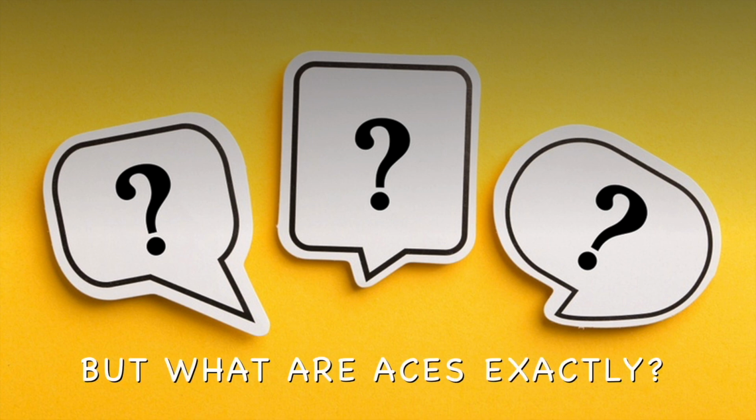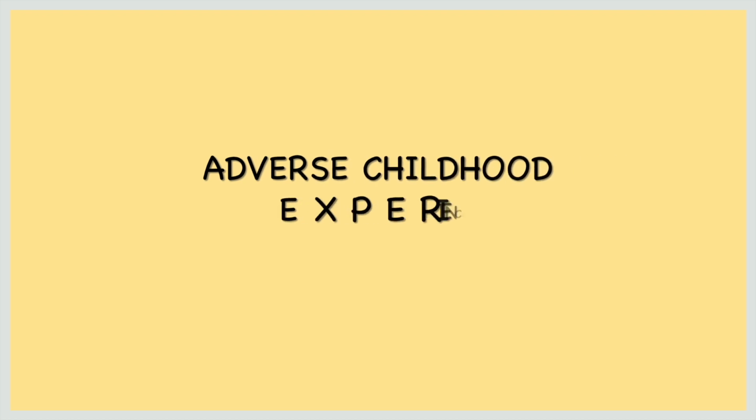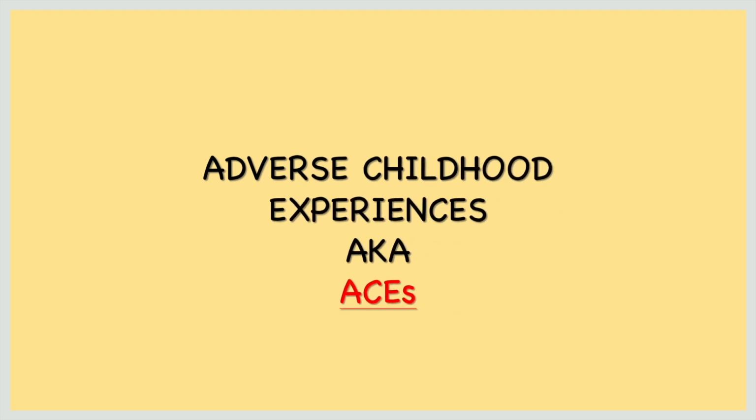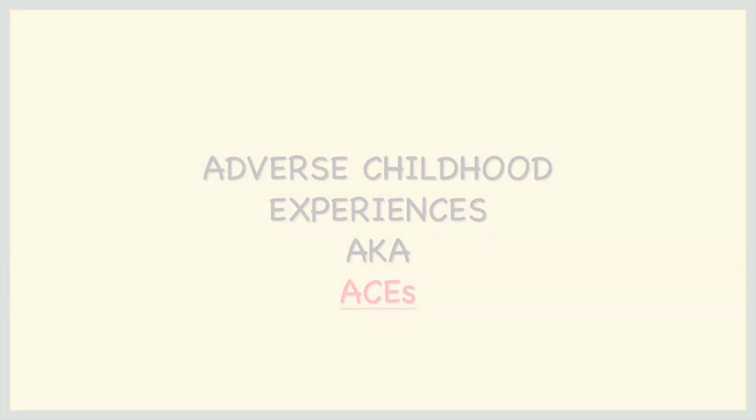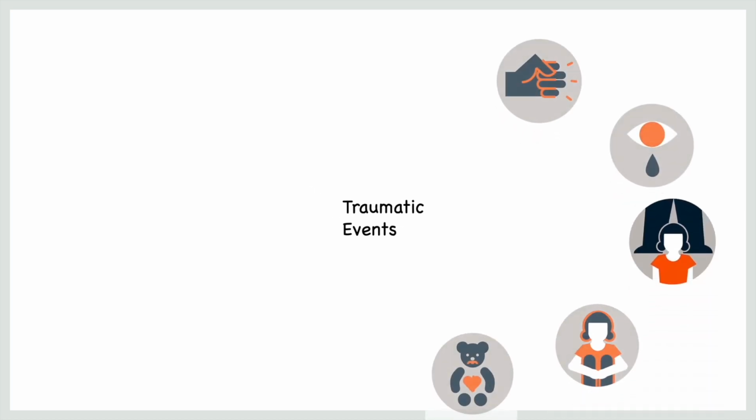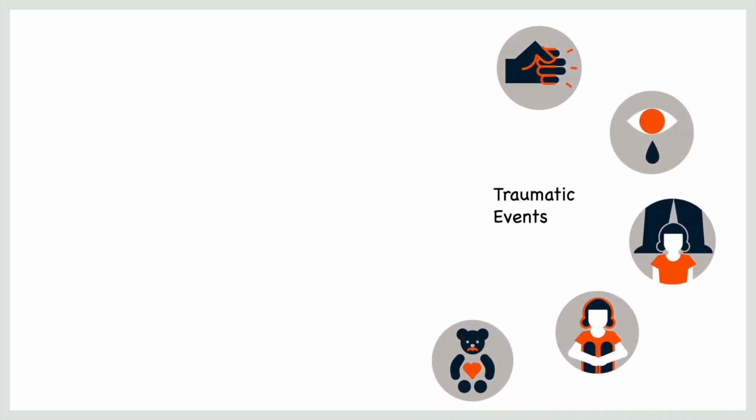Going back to the topic of this video, you may wonder, what are ACEs exactly? Adverse childhood experiences, also known as ACEs, are negative experiences that can happen throughout childhood. They can be categorized into two types. First, we have traumatic events. Traumatic events are all those events that cause a lot of recurrent stress to the child. Examples of traumatic events are physical abuse, sexual abuse, or emotional abuse, but not only.